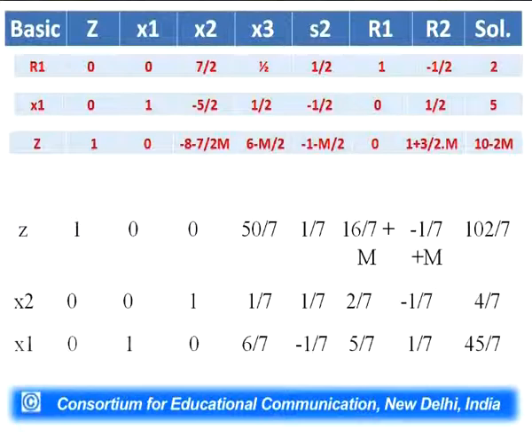By now, I think viewers will be able to know the answer to this particular problem. The answer is: the value for variable X1 is 45/7, the value for variable X2 is 4/7, and the value of the objective function is 102/7. This is the solution to the problem, and I have done nothing but use the simple simplex method.